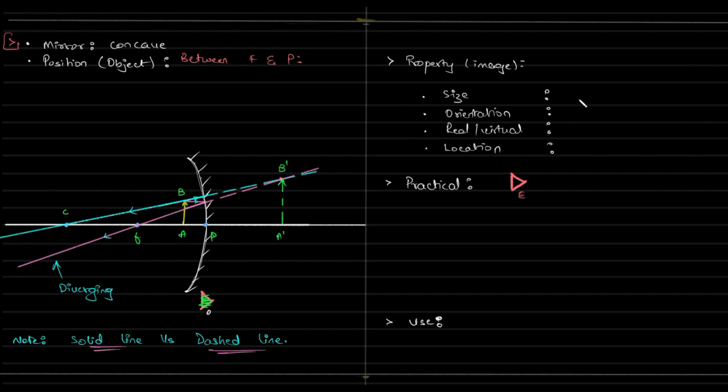So what is the size? Size is enlarged. Orientation, erect. It's upright. This is virtual. Clearly, this cannot be projected onto a screen. Location, behind the mirror. Okay, let's look at it practically.